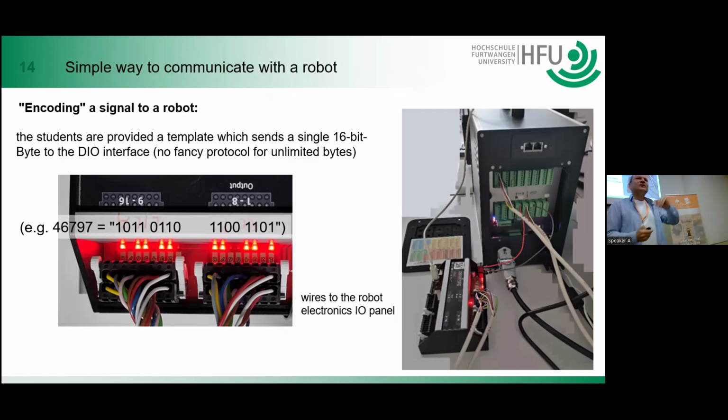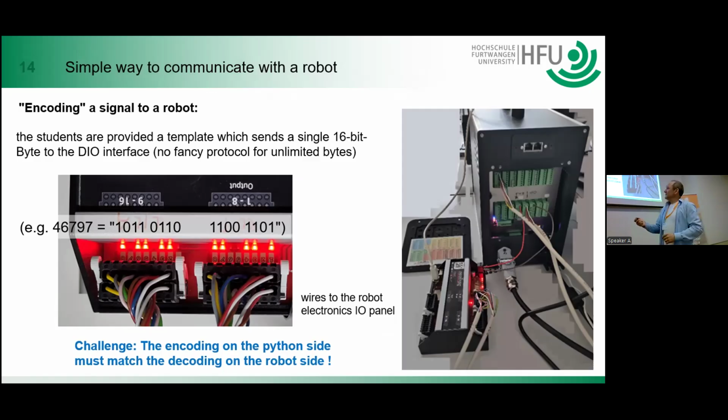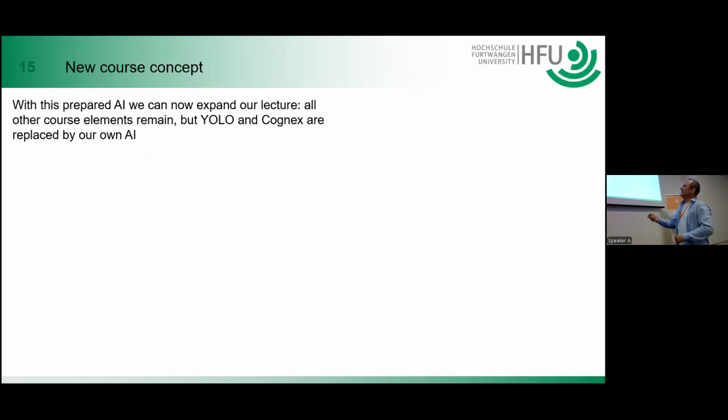We didn't want to give them some fancy protocol with thousands of bytes. They just should keep it simple. So the challenge then, of course, is the encoding on the Python side must kind of match the decoding on the robot side, and that's what code synchronization is all about. They must cross the line.